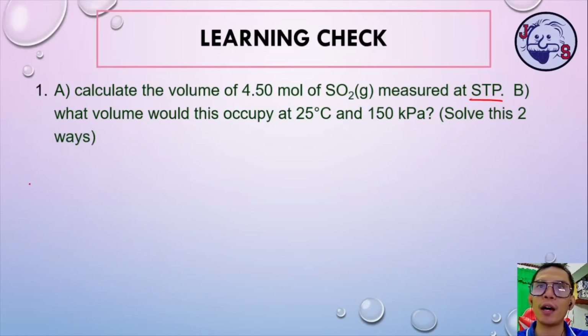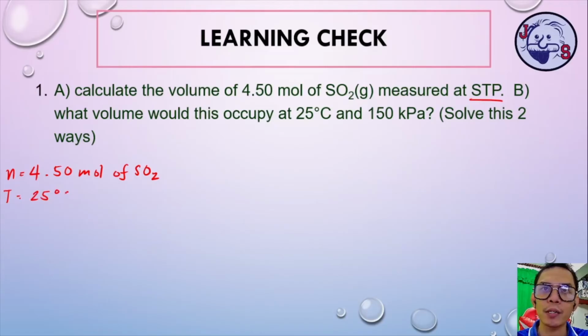We have 4.50 moles of SO2. That will be our n over here. Next, we have the temperature, which is 25 degrees Celsius, or 273.15 plus 25. So that will be 298.15 Kelvin.